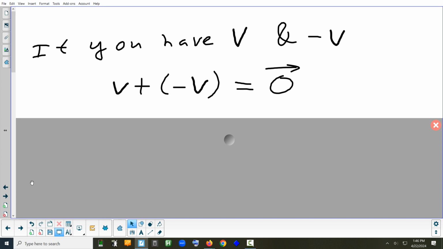You don't get 0 the number, you get the 0 vector. Essentially, the 0 vector means that everything is balanced. It's like a tug of war, and however hard one team is pulling, the other team's pulling exactly as hard in the opposite direction. So essentially nothing happens. There's no movement at all.